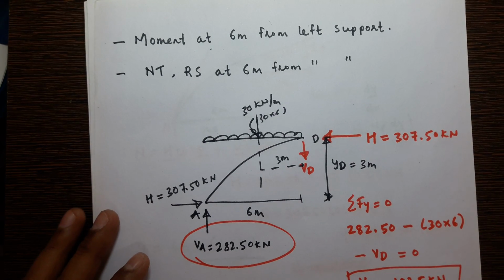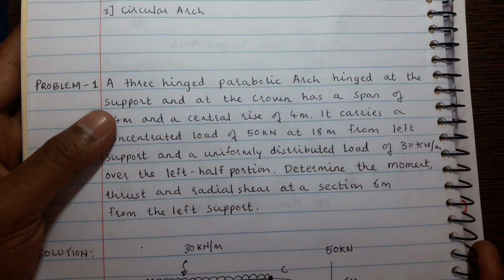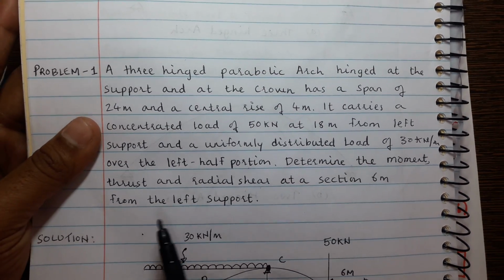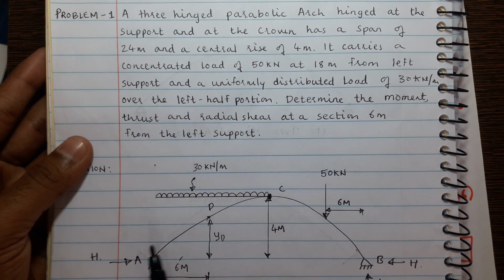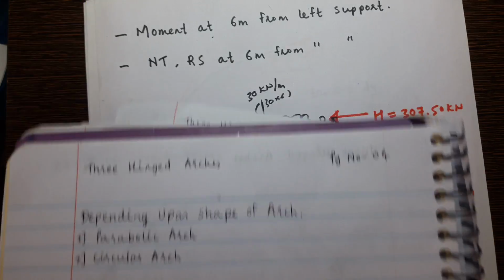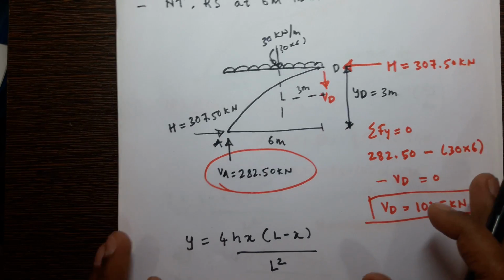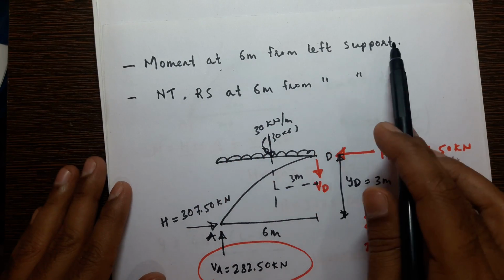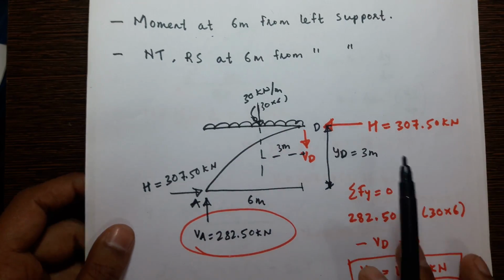Now after the reactions, you can read in the problem, we have some purpose to find. In the problem we have to find moment, thrust and radial shear at a section 6 meter from the left support. So for 6 meter I have defined a point D, which is 6 meter from A. So I have drawn here the free body diagram of span AD, or the section AD.